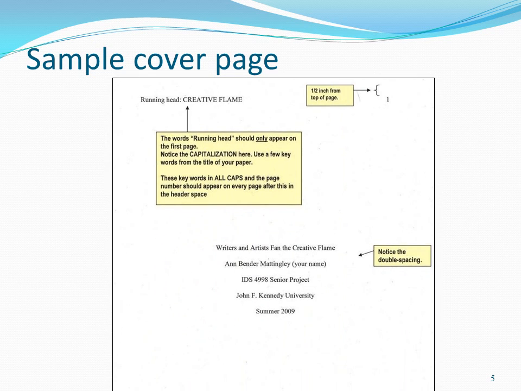At the top, in the header space, your abbreviated title will be in all caps and appear on every page. However, the words running head should only appear on the first page. Your page number will appear on the same line as the running head. Now let's look at the next page, your first page of text.